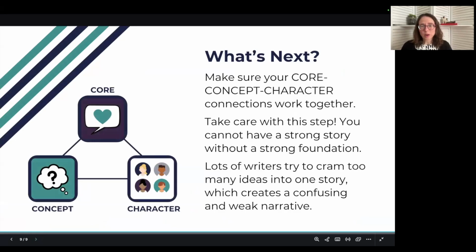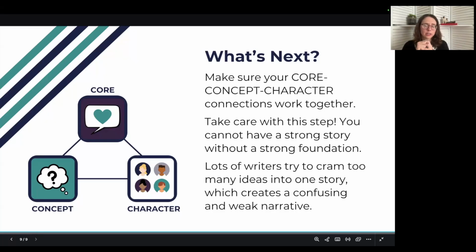So while you're doing this, you want to make sure that all the connections work together. And I would encourage you to take care with this step because if they aren't working together, no matter what else you do for the story, no matter how tight your plotting, how quick your pacing, how great your voicing, how wonderful your line level writing, it doesn't matter. None of that will matter if these three elements aren't working together and playing nicely together. So you really want to have a strong foundation.